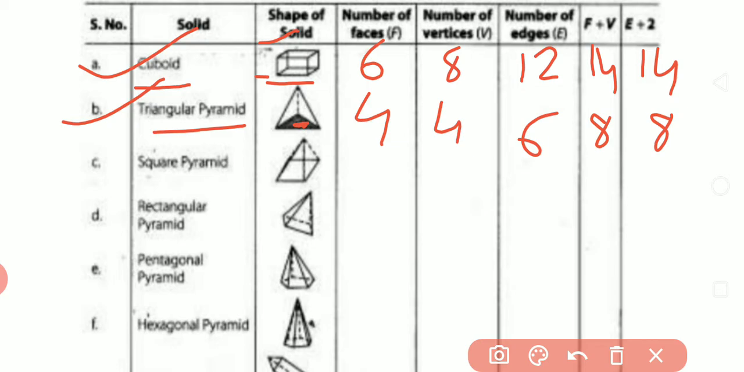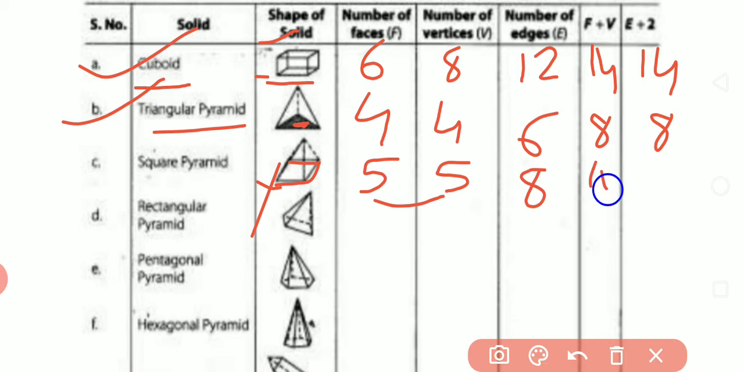Square pyramid, you have a square, 1 face at the base and 4 side faces. So there is 1 and 4, 5. How many vertices does it have? 4 vertices at the bottom and 1 at the top. So 5 vertices. How many edges does it have? 4 edges at the base and 4 at the sides, 8. So let us find F plus V, that is 5 plus 5 is 10, and E plus 2, that is 8 plus 2 is also 10. So yes, you can say that a square pyramid is a polyhedron.